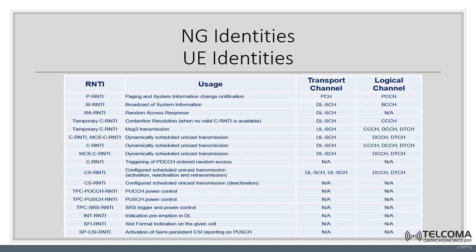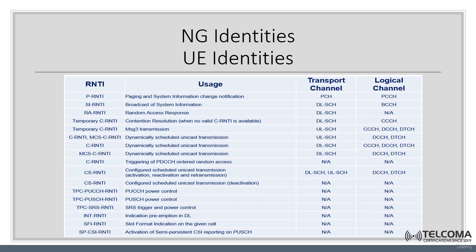Then we have the Random Access RNTI, or RA-RNTI, and this one is used during the random access procedure. So it is used for the RACH response, and it is carried over the transport channel DL-SCH. Then we have the C-RNTI, which stands for Cell RNTI, and this one is used for the transmission to a specific user equipment after the RACH. The user equipment will use the C-RNTI while in the communication states.